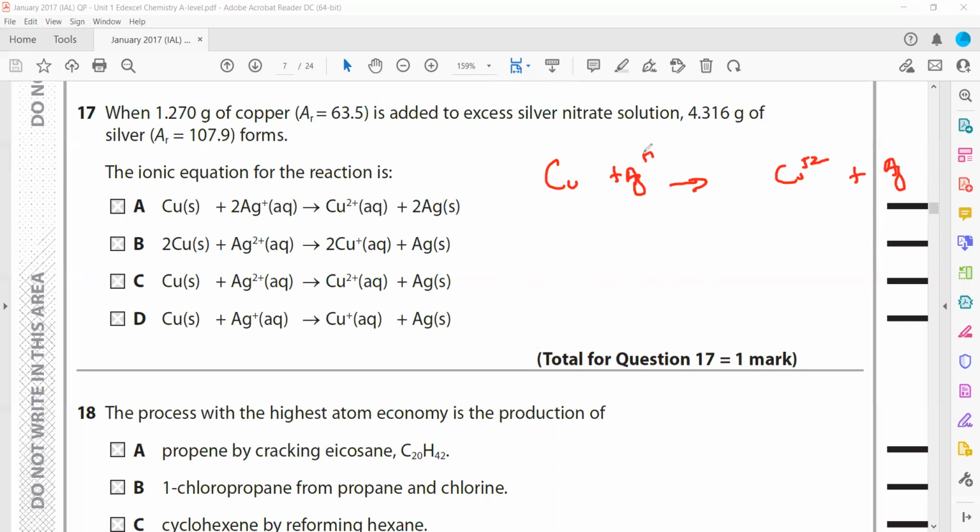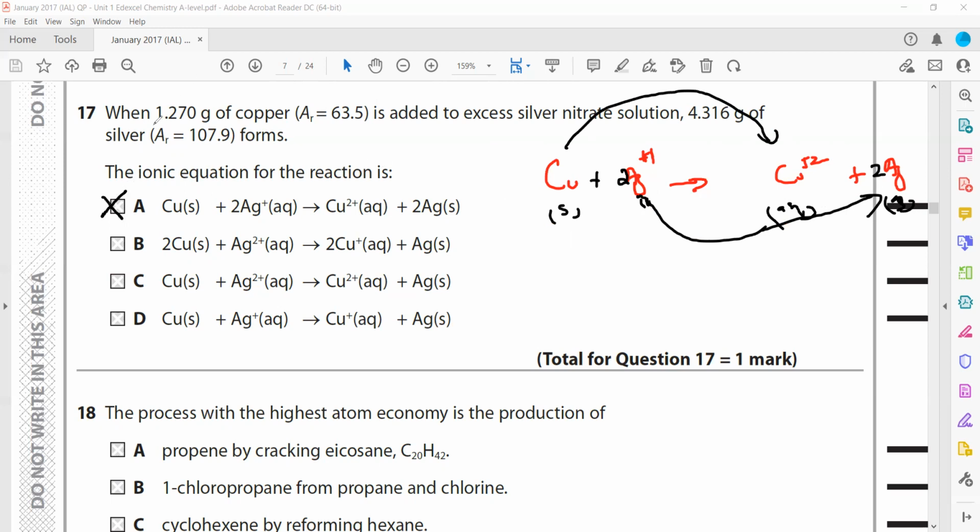silver atom. But the number of electrons lost by one should be equal to the number of electrons gained by the other. So if copper is losing 2 electrons, silver should gain 2 electrons. That's why it should be 2 silver ions. So one copper atom turns into copper ion, and silver ion turns into silver atom. And the equation state symbols are solid, aqueous. The more reactive metal atom displaces a less reactive metal ion from the solution. So A will be the right answer.